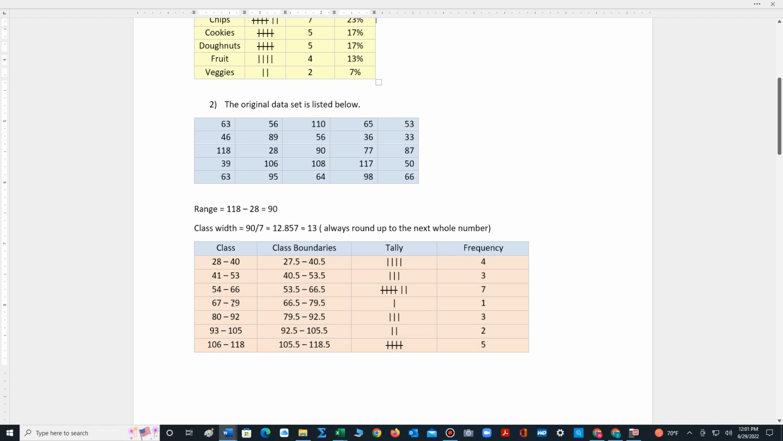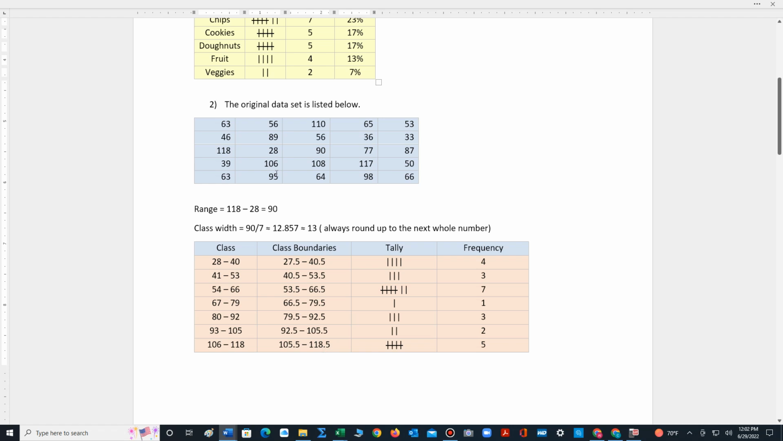Since we have gaps in our classes, and ultimately we have to graph this frequency distribution, we need to close the gaps. To do so, we use what's called the class boundaries. So we will subtract 0.5 from the lower limit, add 0.5 to the upper limit for each group. So subtract 0.5, we get 27.5. Add 0.5, we get 40.5. And repeat that process. Subtract 0.5, 40.5, add 0.5, 53.5. And then that process is just continued for every group.